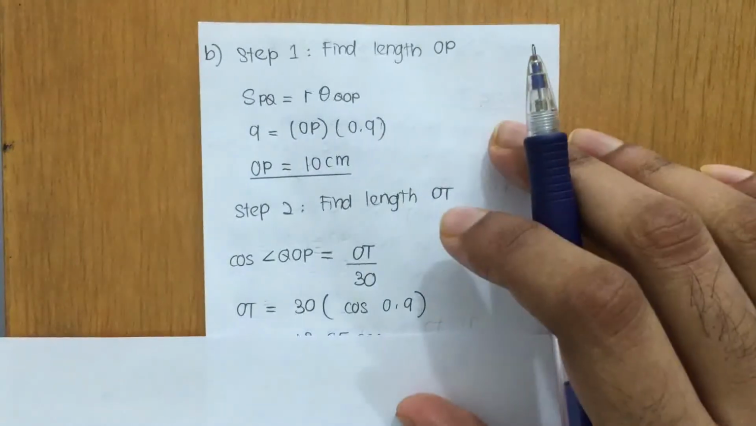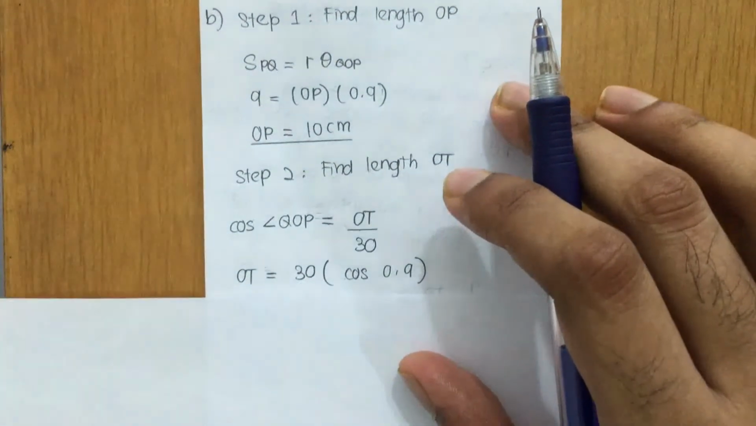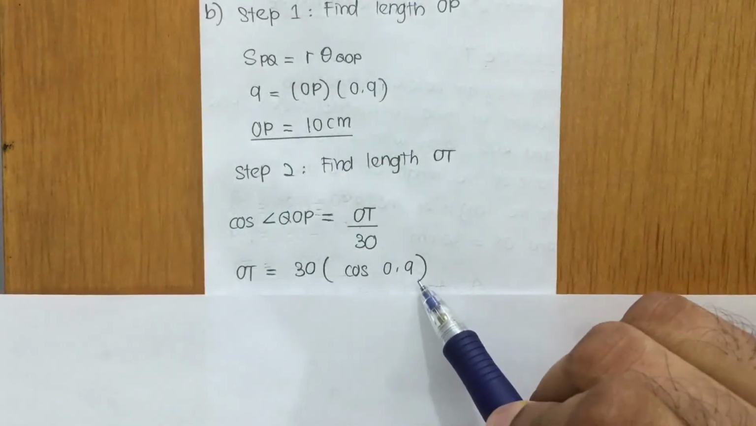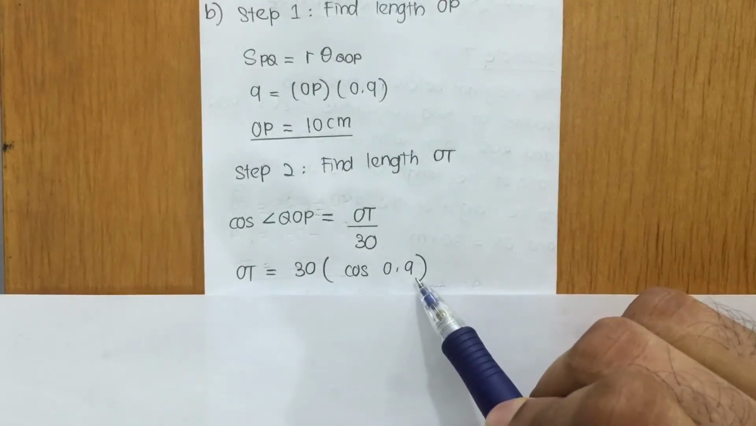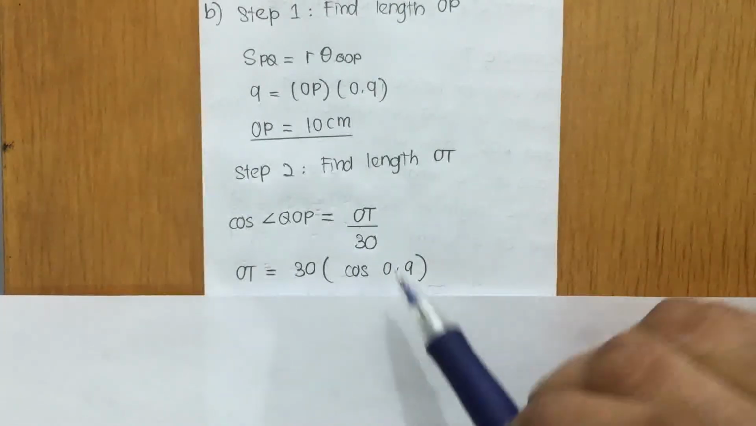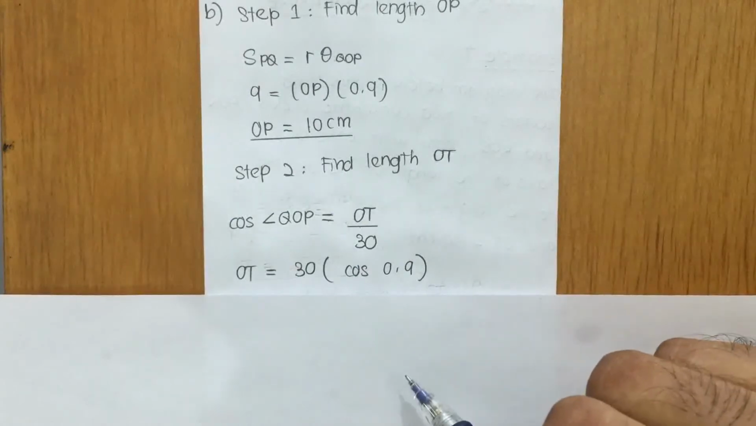Just a reminder for you: make sure when you key in your calculator, you convert this into radian. If you set this to degree and you press the calculator, you'll get a wrong answer. So make sure that you convert this into radian.